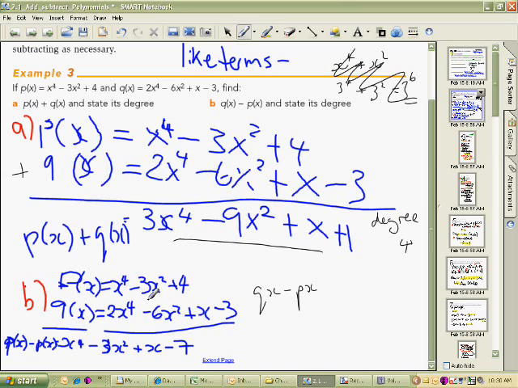The minus and minus makes that a plus now, so it's minus 3x squared. X is by itself, and then we've got minus 3, take away 4, minus 7. And the degree, well, again, the highest power is 4, so the degree of it is 4. Should have put brackets around that. So that's how you add or take them away.